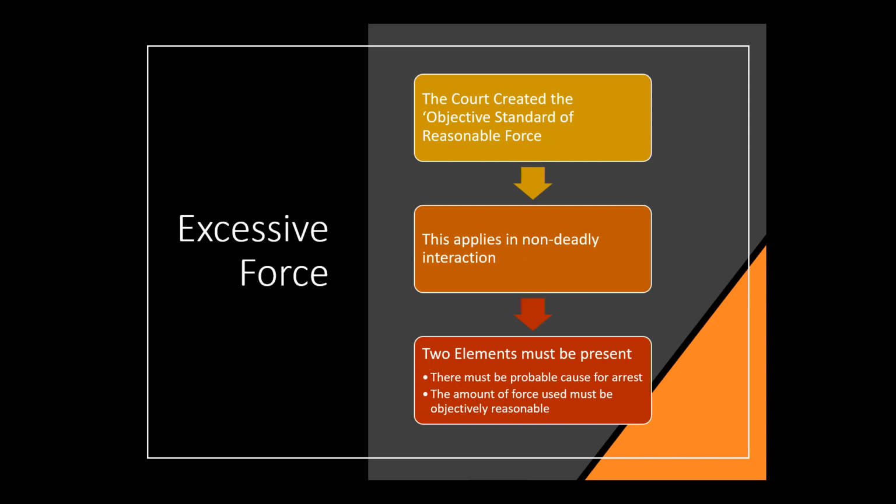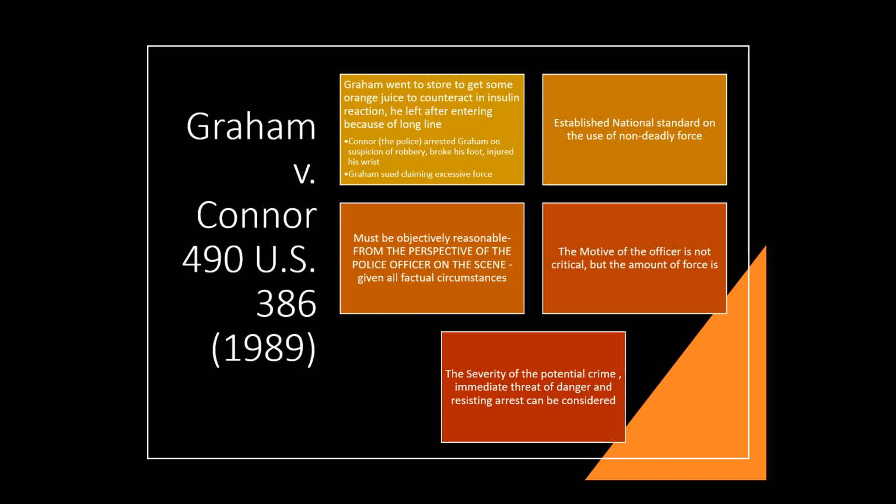The court created what they call the standard of objective reasonable force. This also applies to non-deadly interaction. Two elements. There has to be probable cause for arrest, and the amount of force used must be objectively reasonable. Well, obviously this was not going to end the analysis. And a few years later, in 1989, we have another case, Graham versus Connor. Now, this is a pretty interesting case.